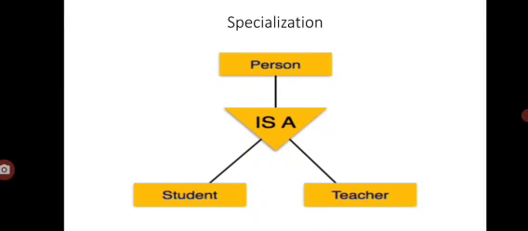Specialization. A person is an entity. That person, either it may be a student or teacher. Okay, if that person goes for a college to teach, then obviously he is a teacher. A person who is going for a college to learn, then he is a student. So this comes across the specialization.